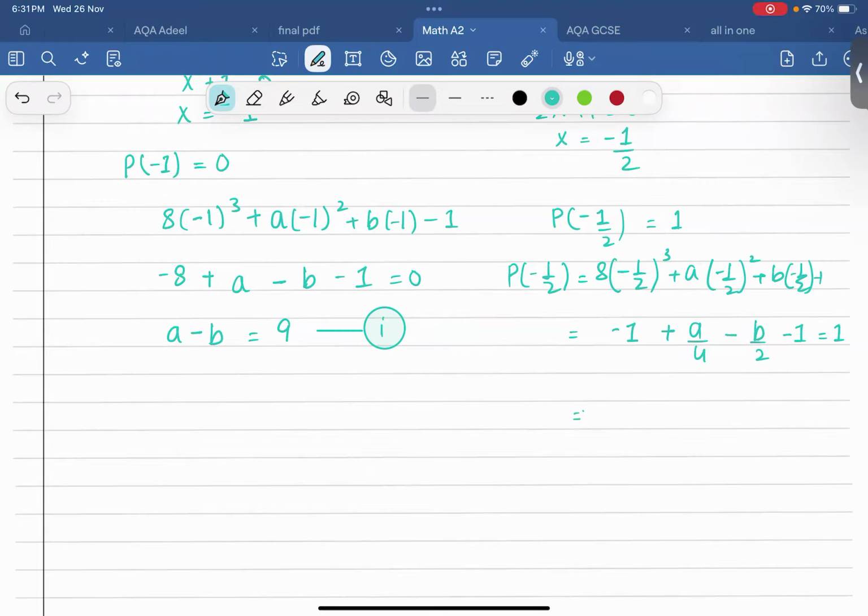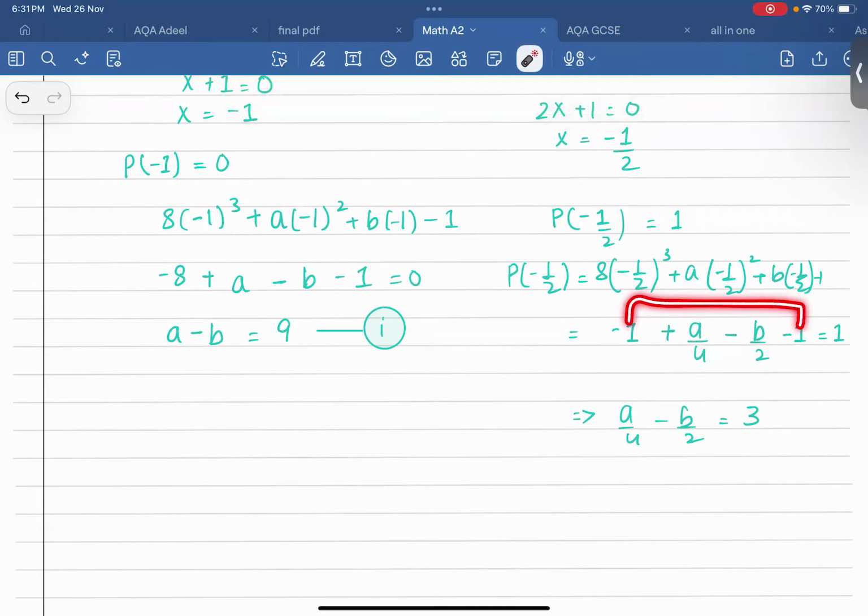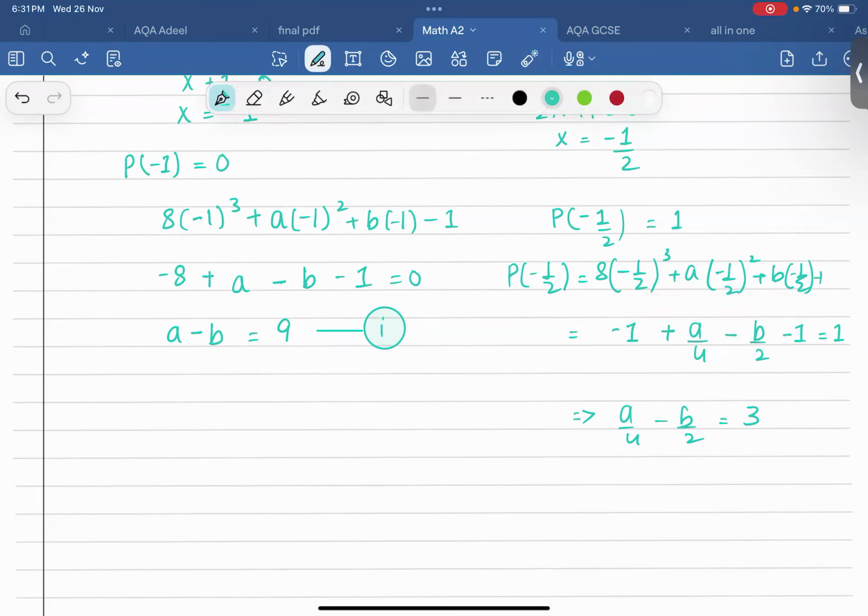So a over 4 minus b over 2 gives me positive 3, because these two become -2 and -2 on the other side becomes positive 2, positive 1, positive 2, positive 3, right? And if you take the LCM and shift 4 to the other side, a minus 2b is equal to 4 times 3, which is 12, right? Is that clear? Is the second equation clear?